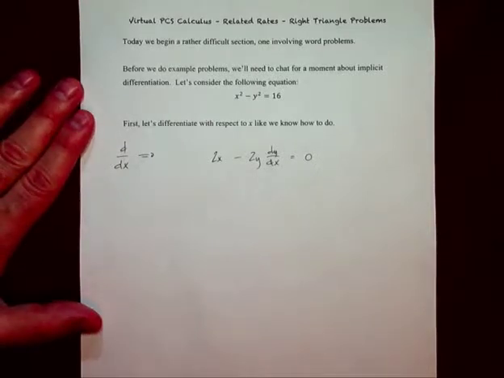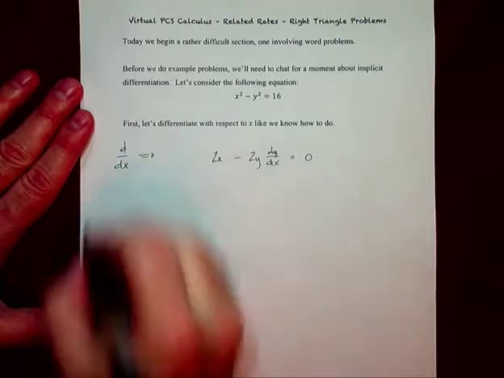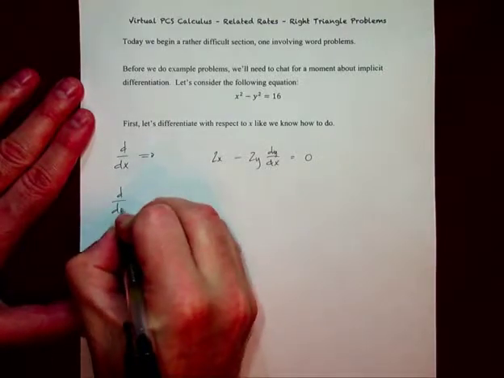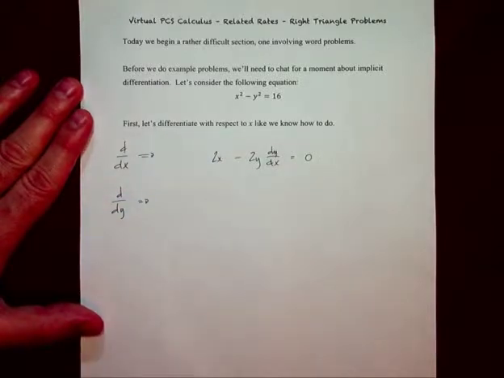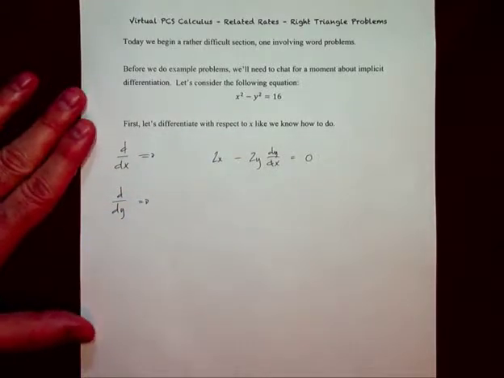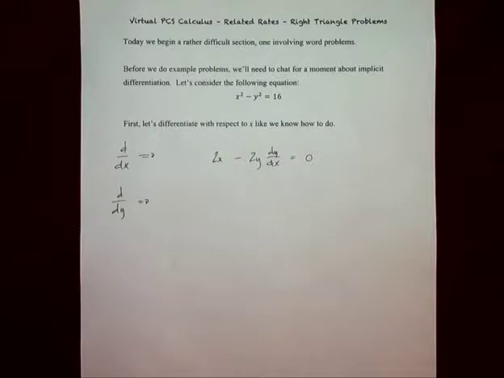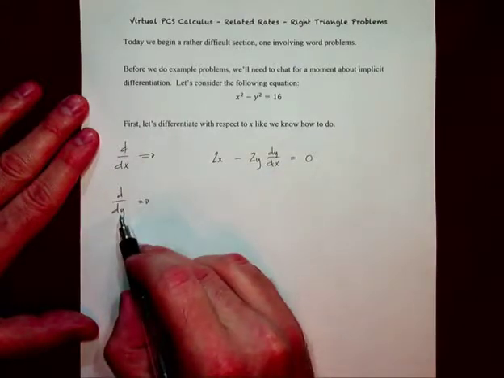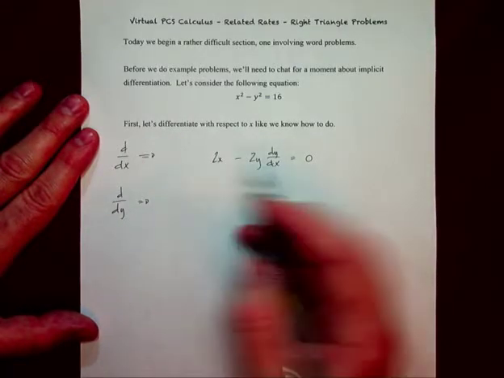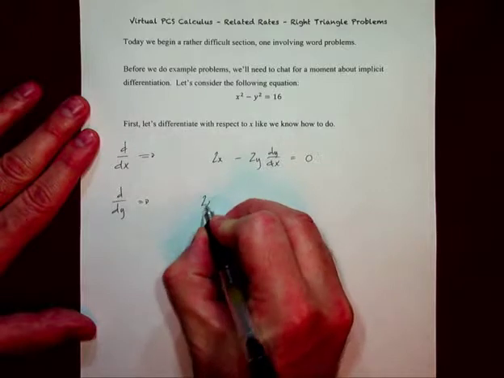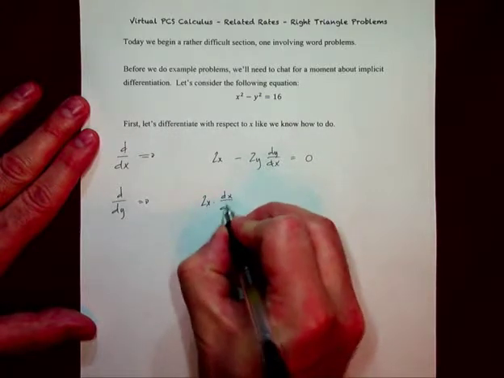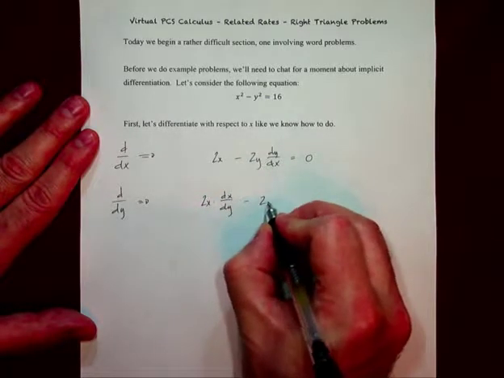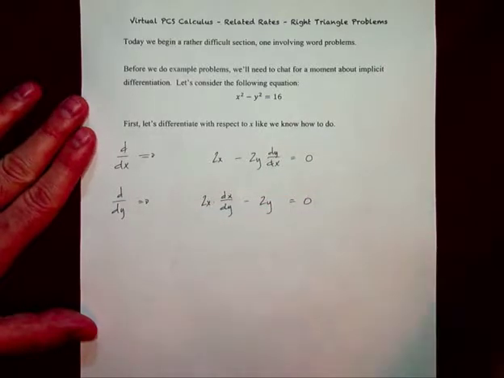And every once in a while, teachers and books teaching implicit differentiation throw a curveball at you and go, okay, what if we differentiate with respect to y? Well, if we differentiate with respect to y, the relationship flips, right? It is y that agrees with this, and it is x that doesn't. So it becomes 2x dx/dy minus 2y is equal to 0.